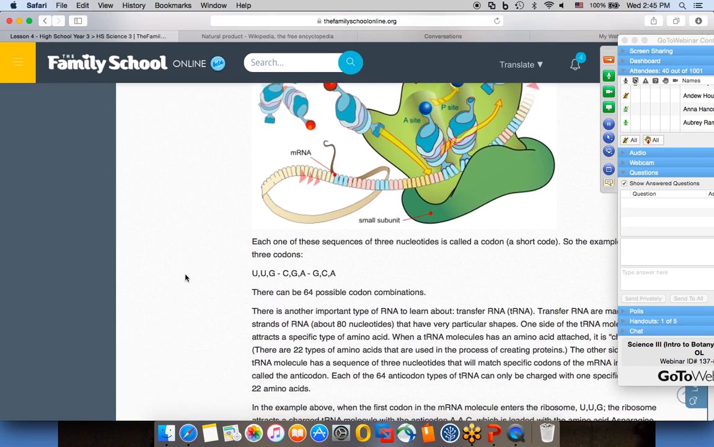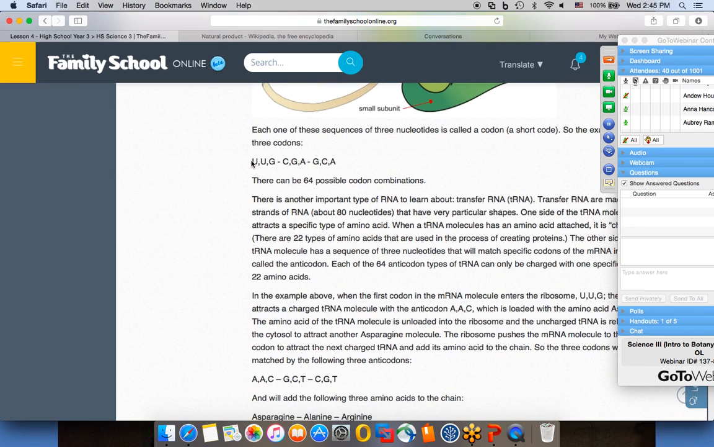All right. So if we have the three codons UUG, CGA, GCA, then the anticodons would be AAC, GCT, and CGT to match.